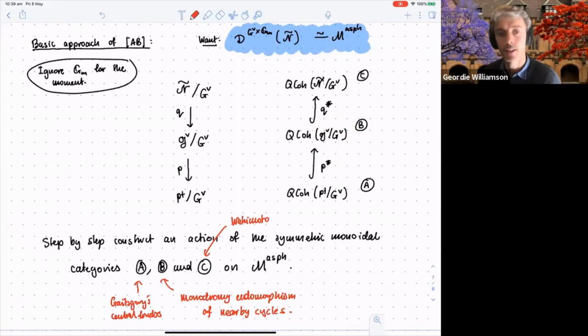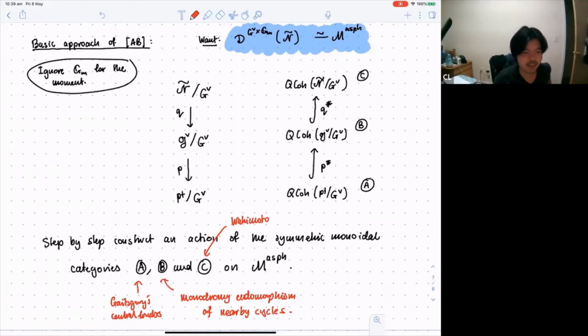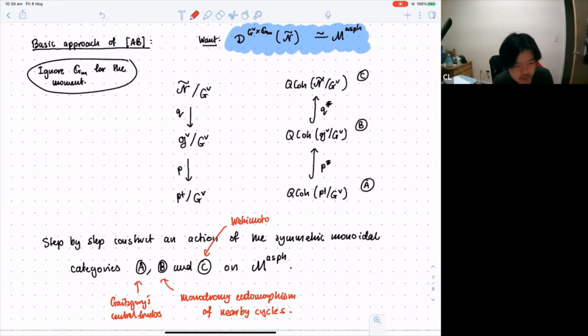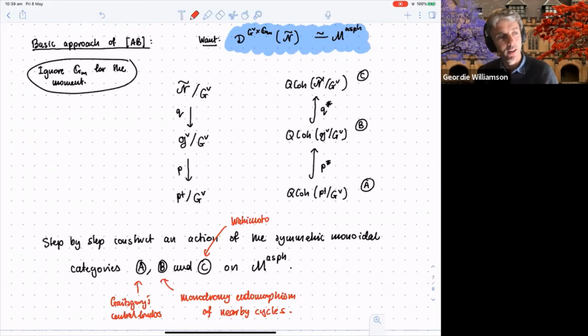Who raised their hand? CL. Yeah, I raised my hand. Would you like to ask a question or make a comment? So I thought the monodromy of nearby cycles is an isomorphism. So it depends. You have the monodromy, which is unipotent, and then you can take its logarithm and get a nilpotent endomorphism. It's more convenient in this language to view it as a nilpotent endomorphism, but if you take its exponential, you'll get the unipotent monodromy, which is an isomorphism. Okay, I see.